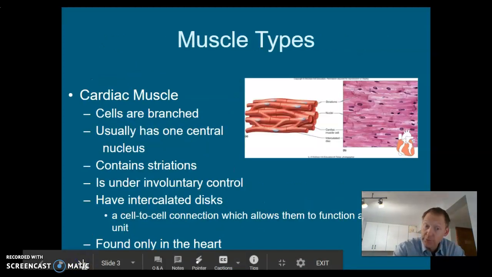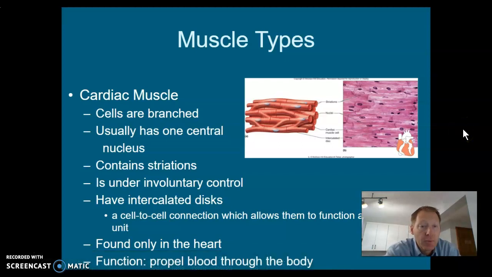So types of muscles. There are 3 types of muscles we'll talk about. First is cardiac muscle. Cardiac muscle is found in the heart. Kind of self-explanatory. It is the only place you find cardiac muscle. The cells are branched, so they're not quite as organized as some of the other muscles that we'll talk about. They have one nucleus, one central nucleus.